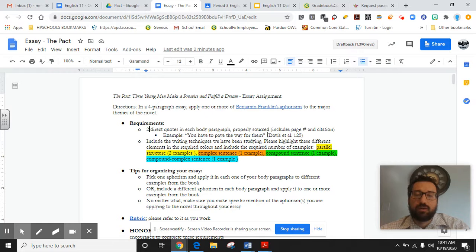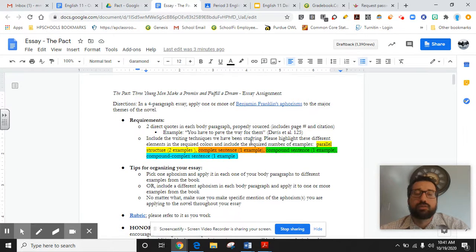As you can see here, this is how you cite a book with multiple authors. You just use the first author's last name, et al., and then the page number. So you're always going to have this in your citation. The only thing that would be different would be whatever page number you happen to find that quote on.